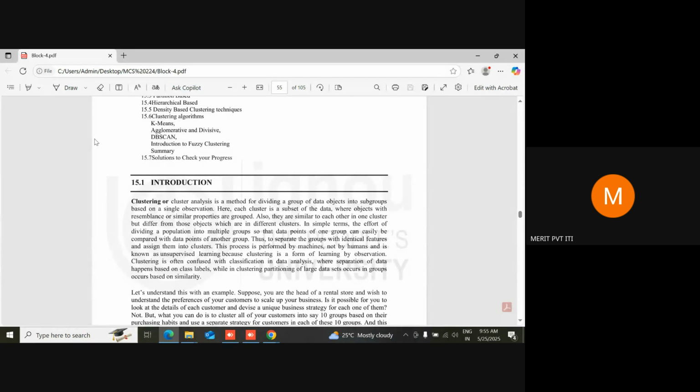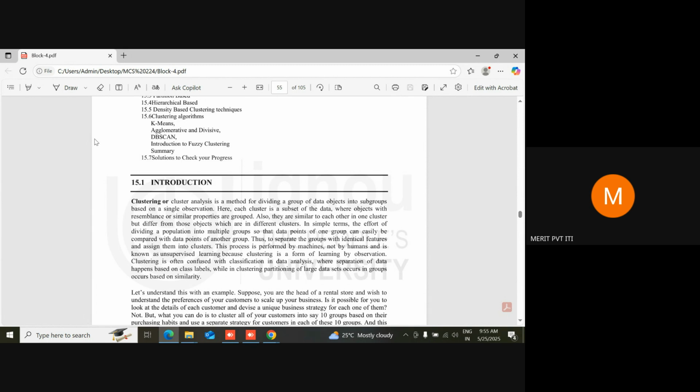What is clustering? Clustering analysis is a method for dividing a group of data objects into subgroups based on a single observation. Here, each cluster is a subset of the data, where objects with resemblance or similar properties are grouped together.